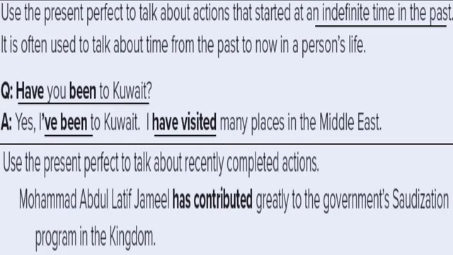We also use the present perfect to talk about recently completed actions. Actions that are completed in recent time or not for a long time. Muhammad Abdul Latif Jamil has contributed greatly to the government socialization program in the kingdom.